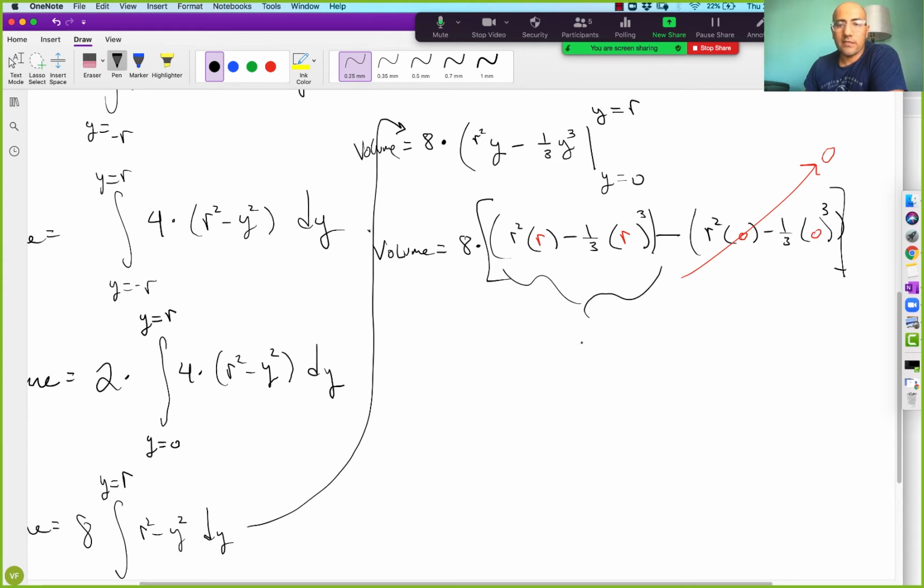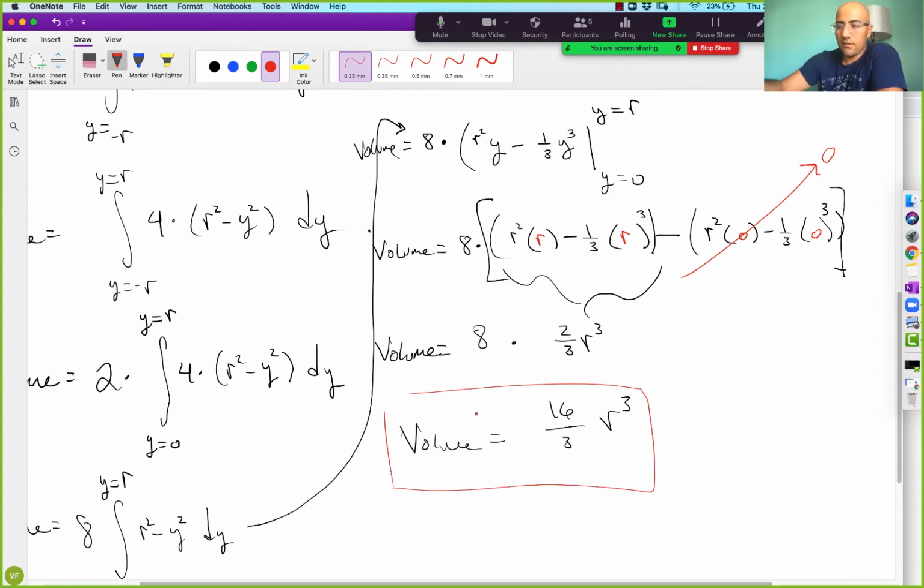All of this is going to end up being 2/3 r cubed times 8 equals my volume. So my volume is going to be equal to 16/3 r cubed. Any questions?